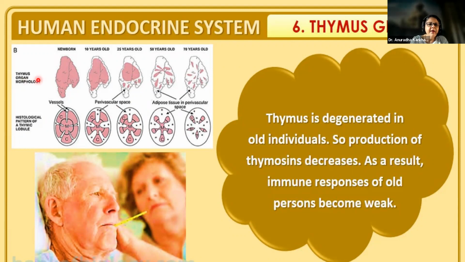Look at this diagram. A newborn baby's thymus, see how big it is. Correct? At 10 years, it has already started shrinking. You can see this pink color has shrunken. By the age of 25, it has become all the more less. By the age of 50, and by the age of 70. Okay, this is the histological pattern of the thymic lobe, how the lobe is getting shrunken. So this is at newborn birth, 10 years, 25 years, 50 years, and 70 years.